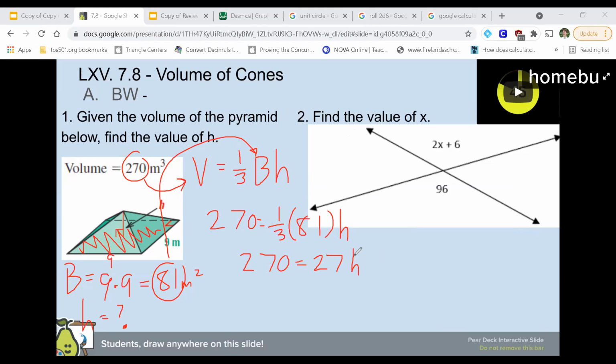To solve this for h, we need to get rid of that 27. And how do we get rid of the 27? How do we get rid of the 27? Divide. And 27 goes into 270 10 times. So the height is 10 meters. Does that make sense?